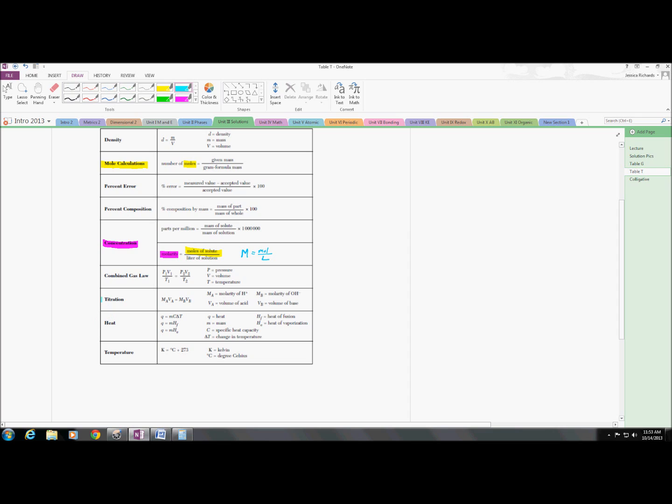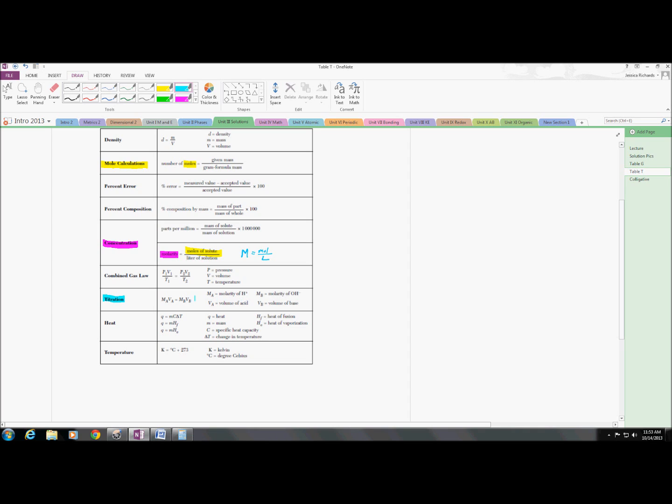Titration is going to be a special lab technique that we'll use for acids and bases. So when you look at this equation, they have these little A's and B's down here. So it's the molarity of the acid times the volume of the acid equals the molarity of the base times the volume of the base. But we can also use this if we're just diluting down a concentration, or we're letting the water evaporate and we're increasing the concentration of a solution.